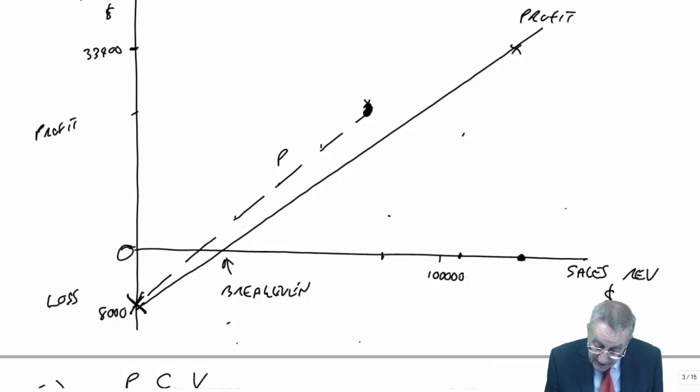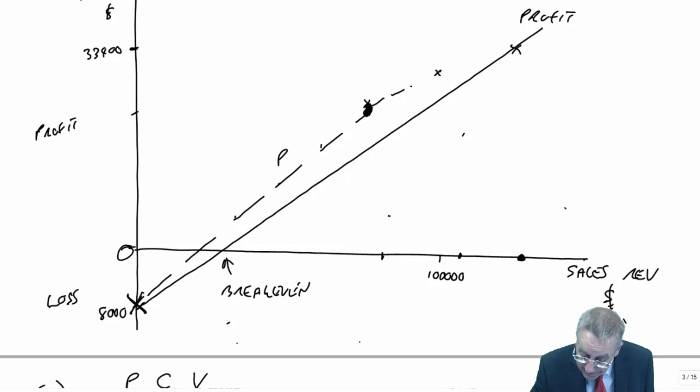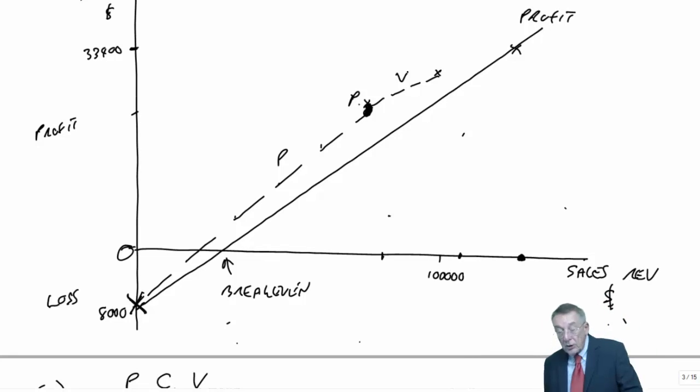27,400 is perhaps about there. So I'll do this one freehand. So you see, that was when we'd sold all the P's. We're now selling V's. More revenue, more profit. And we get to that stage.